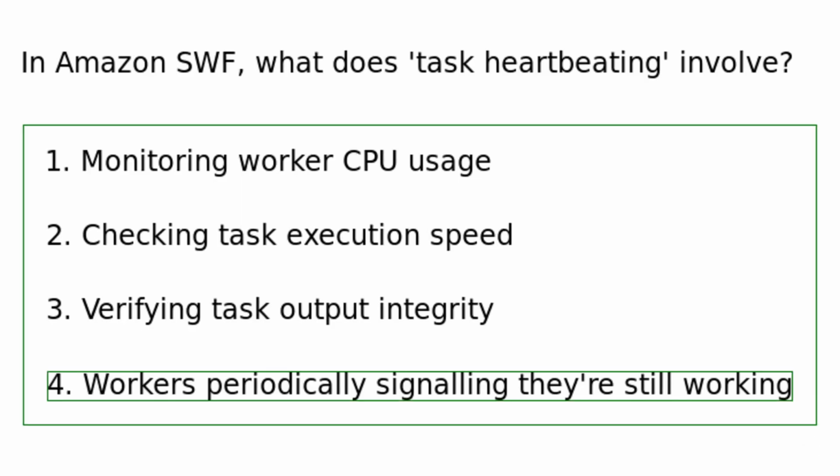Task heartbeating in Amazon SWF involves workers periodically signaling that they're still working on a long-running task. This prevents SWF from assuming the task has failed due to a timeout, allowing extended operations to complete.